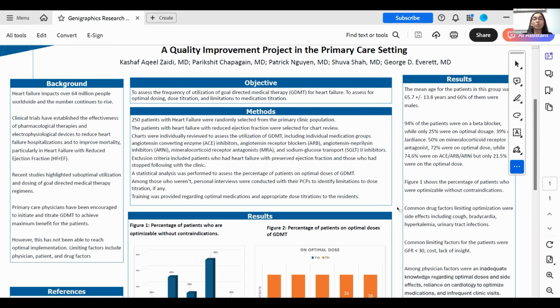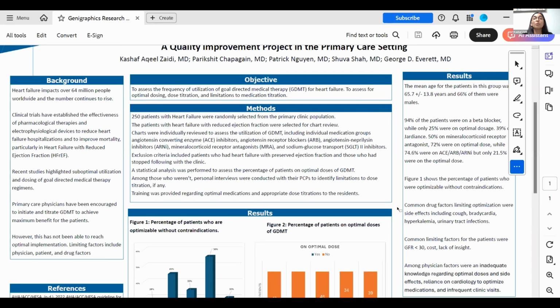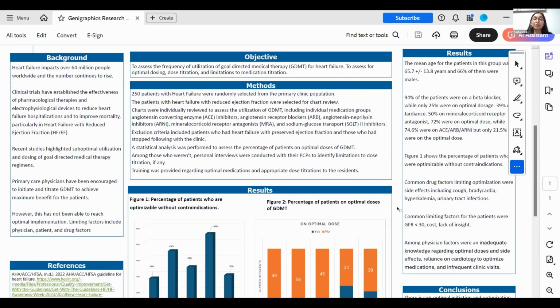Then generalized education was also provided to the residents. And in some of the factors, it was also that they weren't aware. They're aware that they need to be on these four groups, but they're not aware of what the optimal dose is to achieve maximal benefit. And the benefit of the improvement in 60 to 70% mortality and morbidity comes from optimal dosing. So that's basically their target.